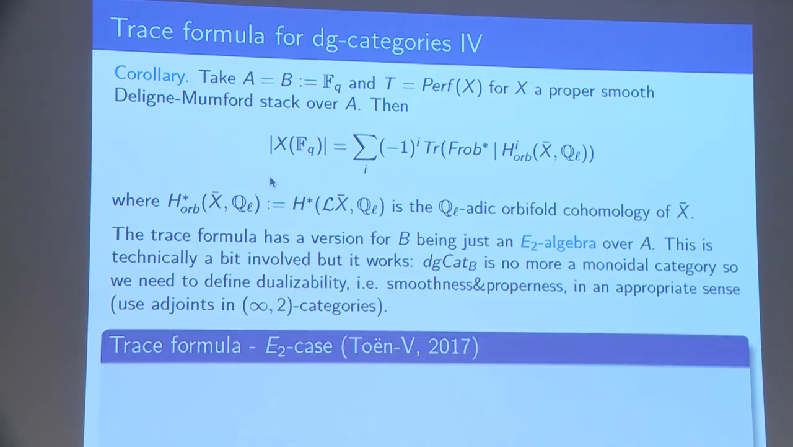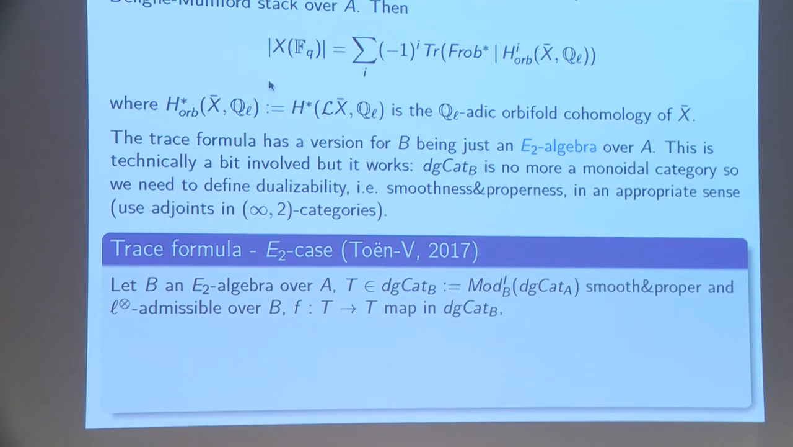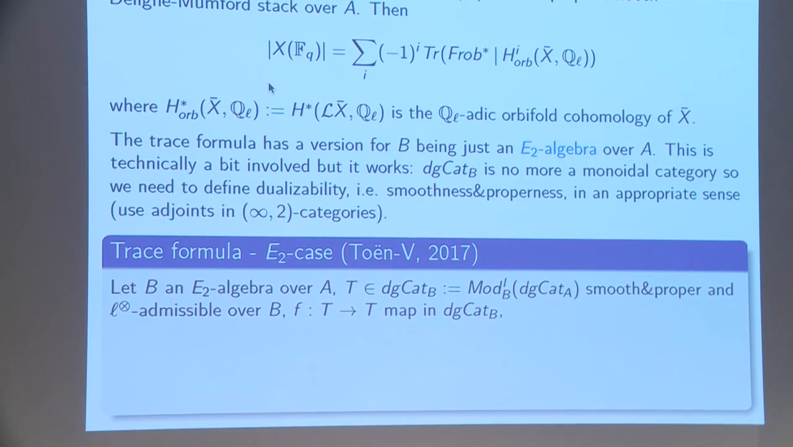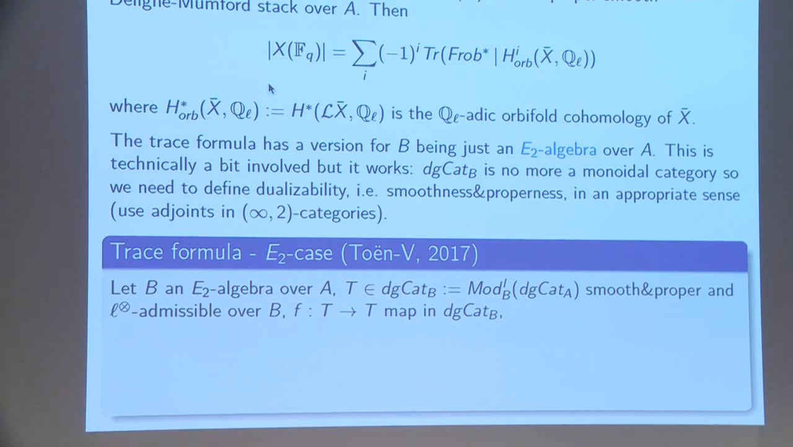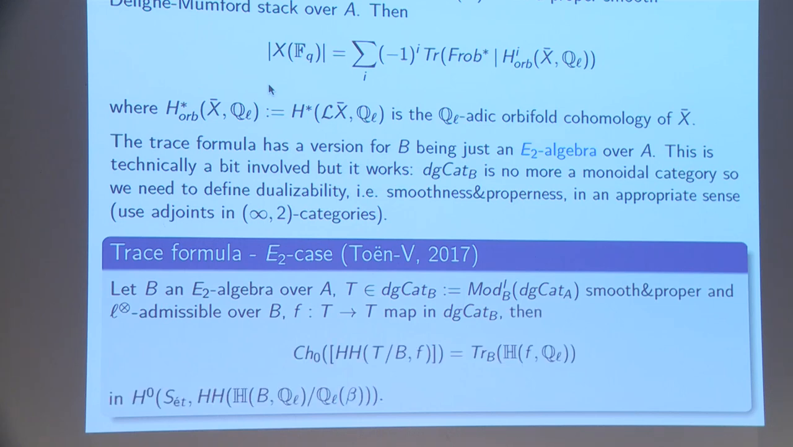And then you obtain the trace formula in the E2 case, which basically says more or less the same thing. So B is an E2 algebra over A, and in the next slides I will tell you why we need an E2 algebra. We need this hypothesis: T is a DG category over B, which is smooth and proper in an appropriate sense, and it's admissible. Then for any endomorphism of T over B, you have this formula.